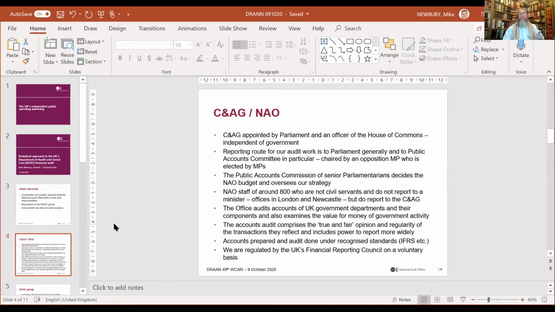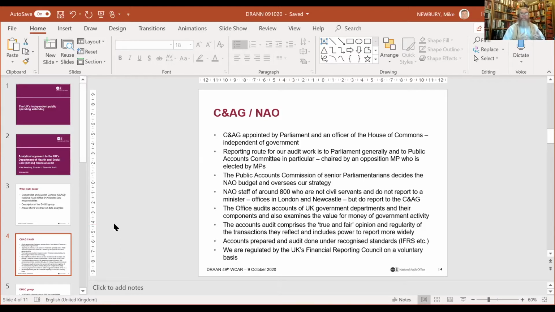The NAO has a staff of around 800 people, based before March in London and in Newcastle. Newcastle is a city about halfway up the United Kingdom, just a bit south of Hadrian's Wall. In fact, the line of Hadrian's Wall passes very close to my office door in Newcastle, where I'm based. We're not civil servants. We report directly to the Controller and Auditor General, and as I said before, our budget is entirely independent of government.